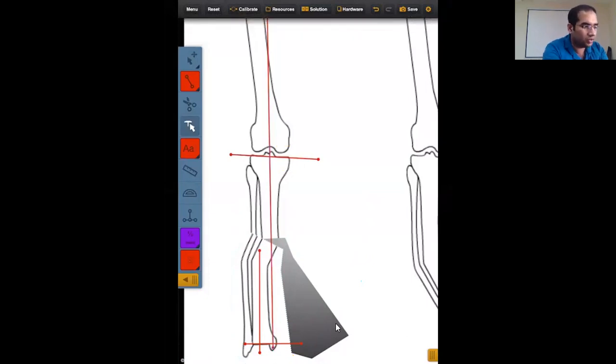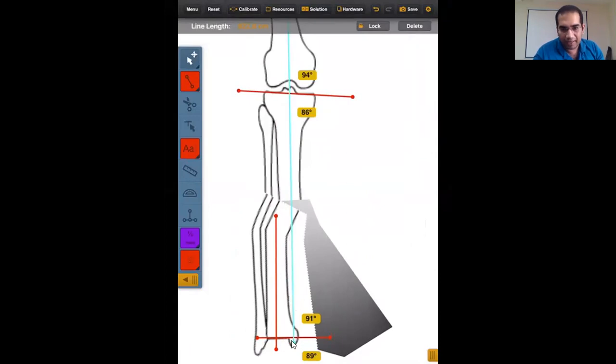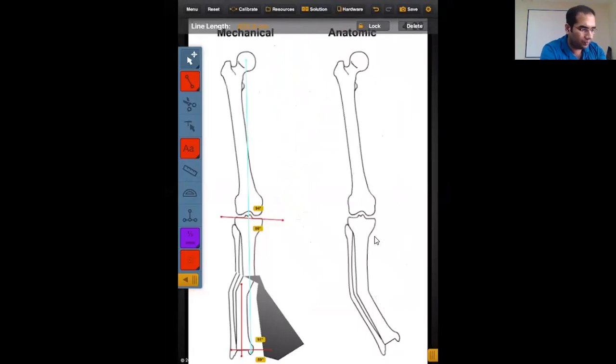But now, as you can see, what has happened? This is where the mechanical axis lies now. The mechanical axis is passing through the medial malleolus of the ankle. So, though I have corrected the magnitude of deformity, I have balanced the joint orientation lines, but I have not corrected the axis of the limb. As you can see now.